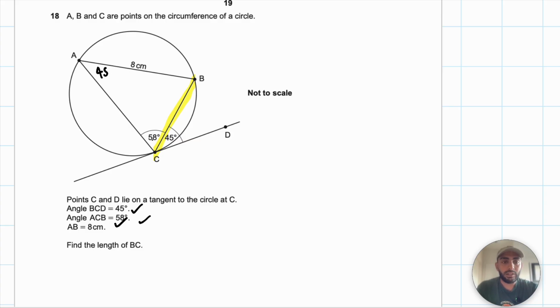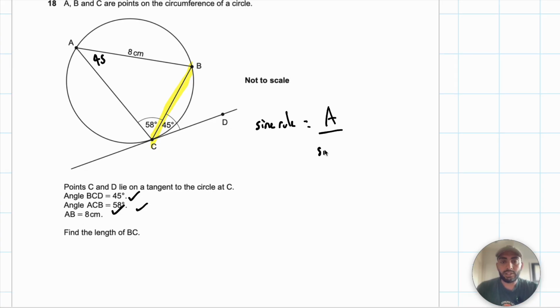I've got a side and an angle opposite to it, and I've got an angle and I'm trying to find the side opposite to it. And it's not a right angle triangle, so that tells me I'm going to be using my sine rule. A over sine A is equal to B over sine B. And because we're trying to find a length, it's better that we have the lengths on the top. So let's substitute these values in.